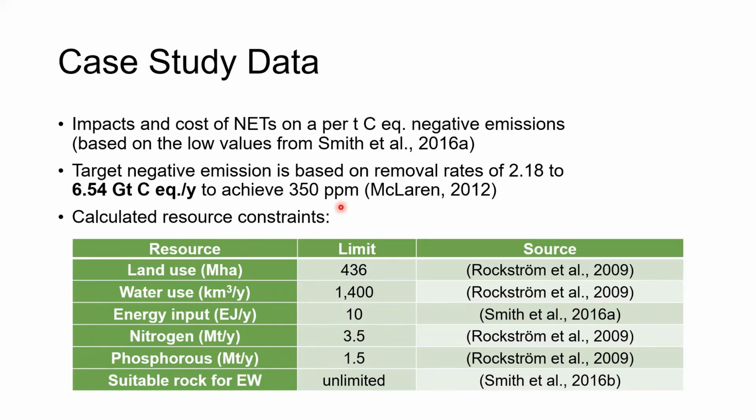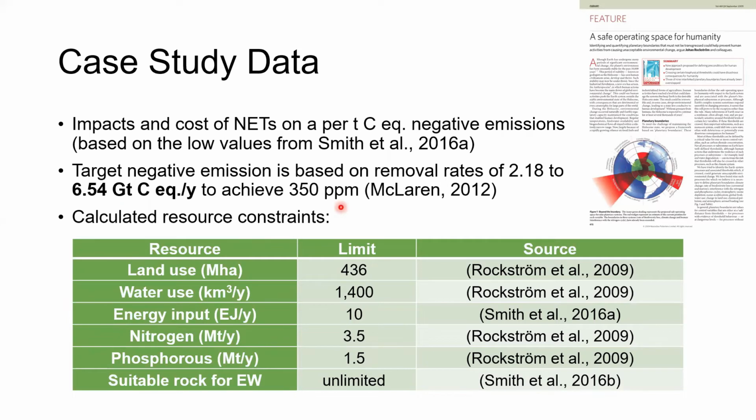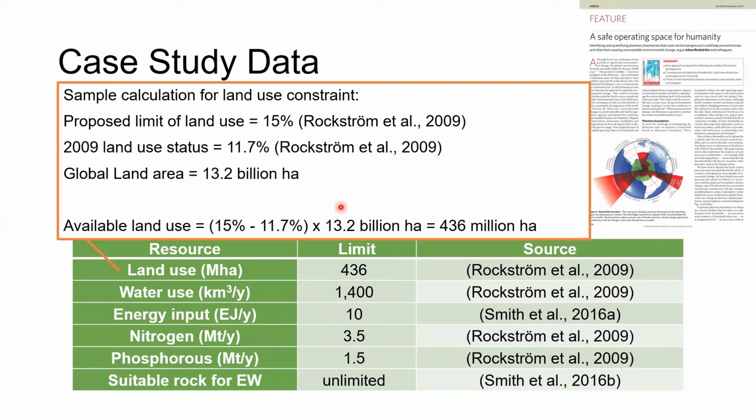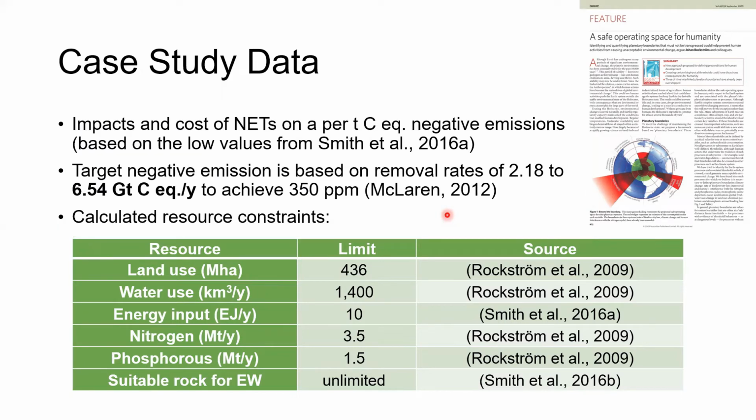The resource constraints were based on the planetary boundaries reported by Rockström and colleagues in 2009. For example, the proposed limit for land cover converted to cropland is 15%, and the 2009 status is 11.7%. The difference of that, which is 3.3%, is multiplied with the global land area to get the land area limit of 436 million hectares. The same logic is used in calculating water use. For the energy input, it was based on the reported available bioenergy supply in 2050, which is between 10 to 245 exajoules per year according to integrated assessment models.